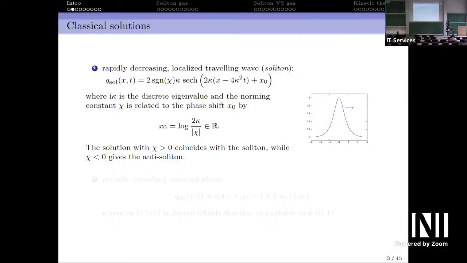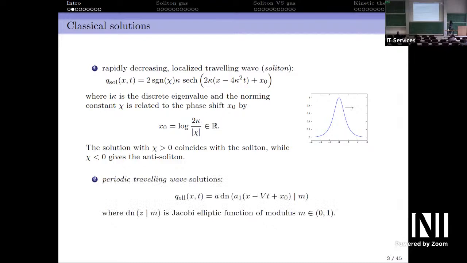Another classical solution is the periodic traveling wave solution. It's an elliptic wave that also has some parameters, A1, and V is again the velocity, and it has this modulus m between 0 and 1, and this is a Jacobi elliptic function. Okay, so these are classical solutions.